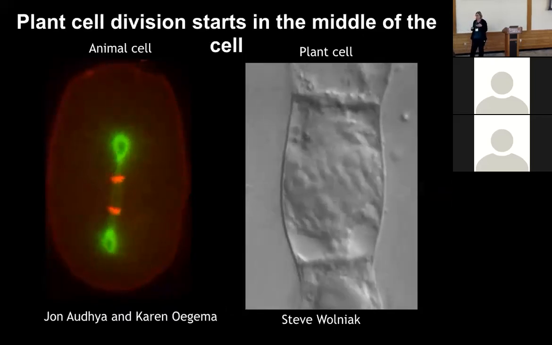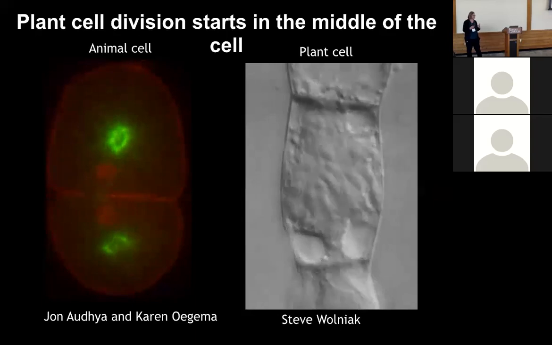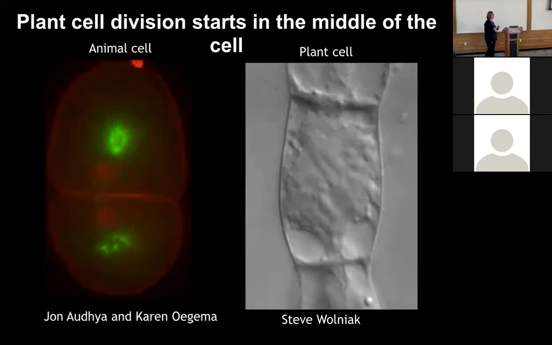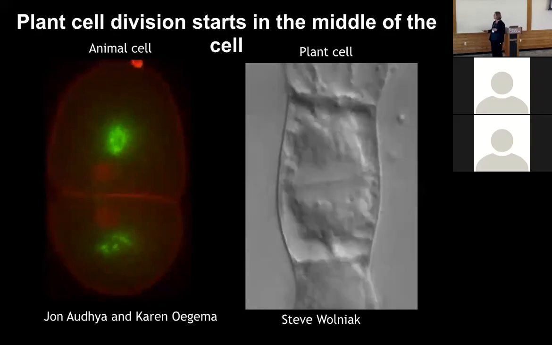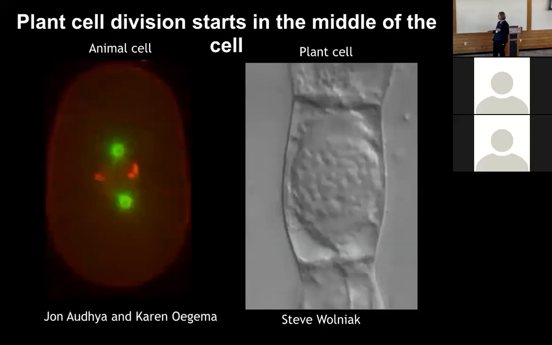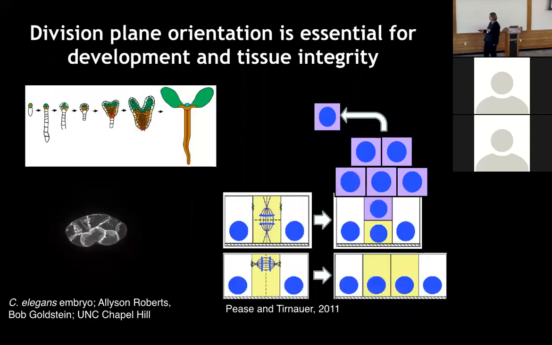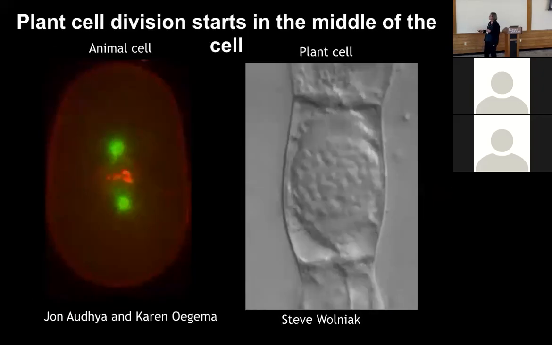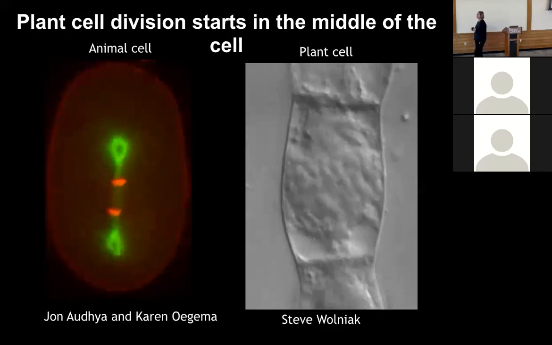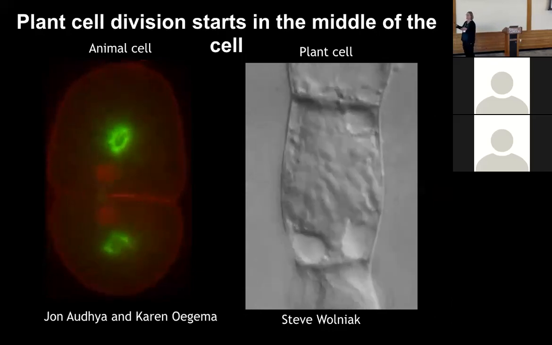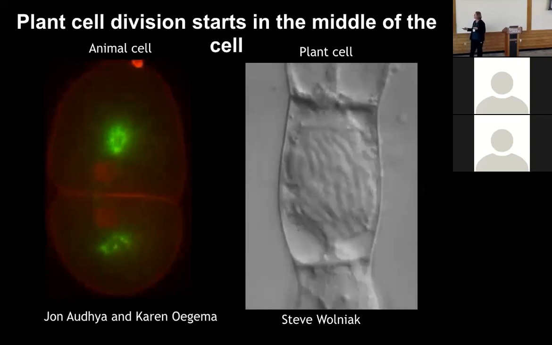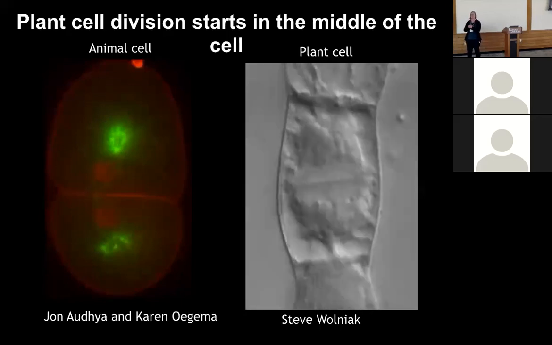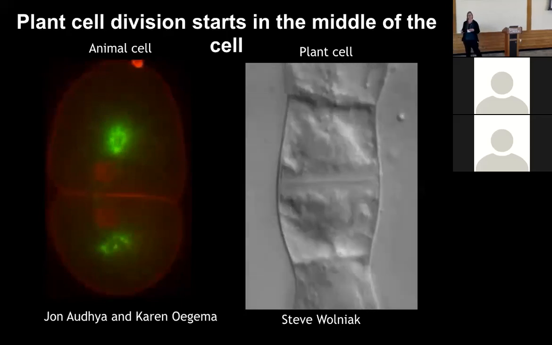Primarily, when we think of a division, we think of a constrictive mechanism of division. Here you can watch a C. elegans cell undergoing division. On the left-hand side, you can see that the division occurred by constriction to separate the two daughter cells.